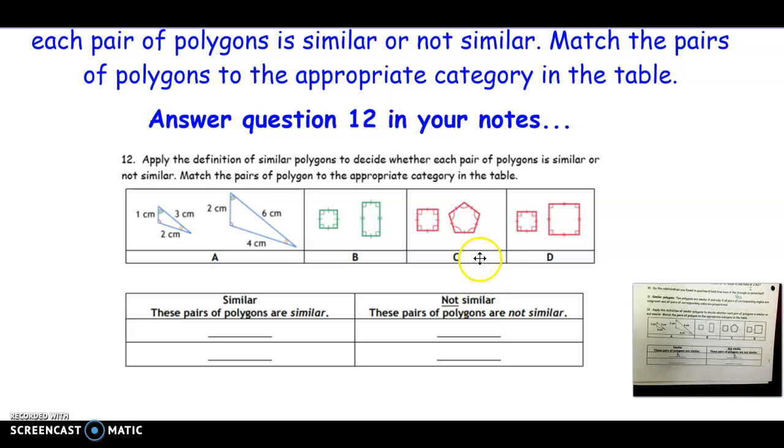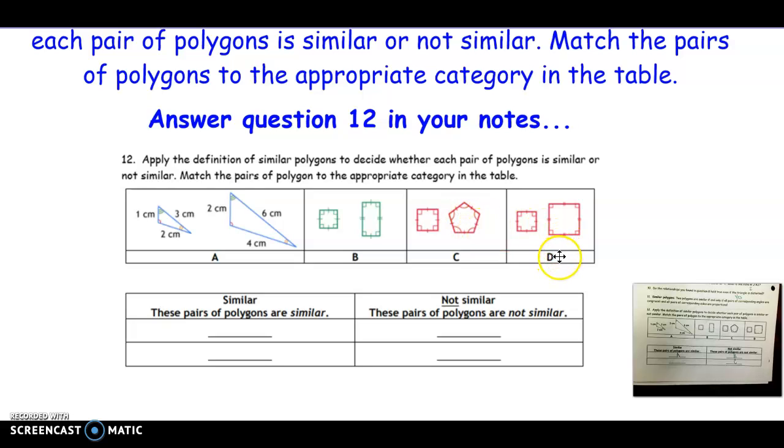Now hopefully you would know just by looking at C that these cannot be similar because they're not even the same shape. This has 4 sides, so it's a quadrilateral. This one has 5, it's a pentagon. And we can see that all 4 of these angles are 90 degrees and all 5 of these angles are not 90 degrees. So definitely C would go under not similar. We can only compare triangles to triangles, pentagons to pentagons. We cannot compare a quadrilateral to a pentagon.